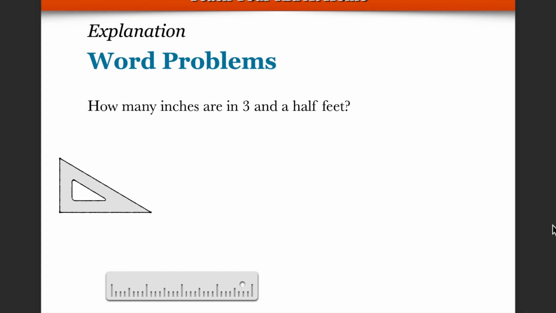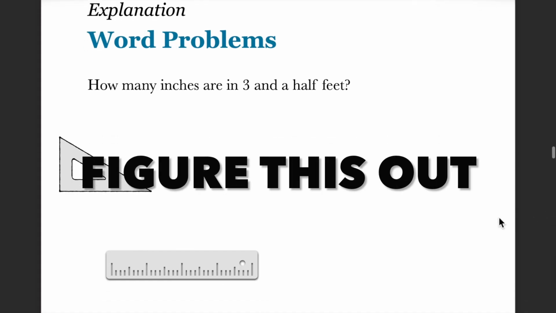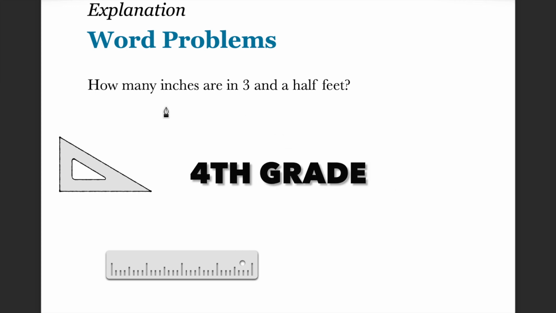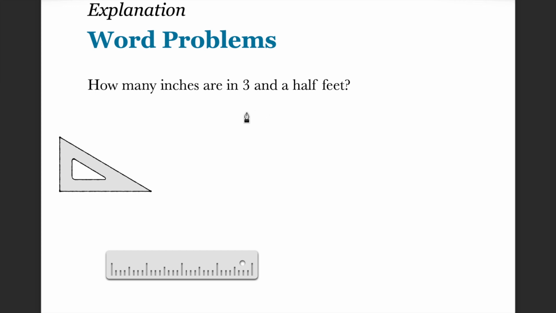We have this problem right here. So a few word problems we can figure out when it comes to simply finding out some measurements. Let's say we ask the question, how many inches are in 3.5 feet? The first thing you ask yourself is, well, that's the question mark here. How many inches are in 3.5 feet?